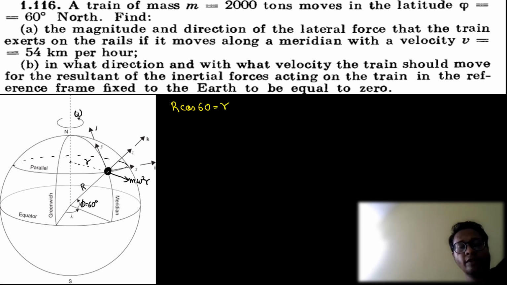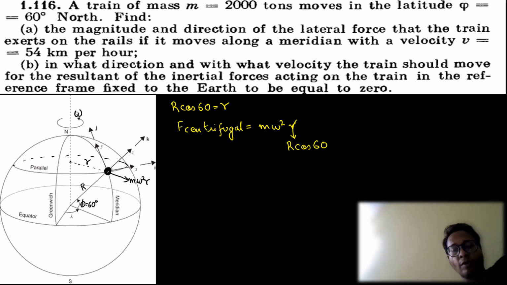So the centrifugal force is equal to m omega square r, where r is equal to R cos 60. Okay, because the centrifugal force would be, because we are effectively taking this as the rotational plane and this as the axis of rotation.